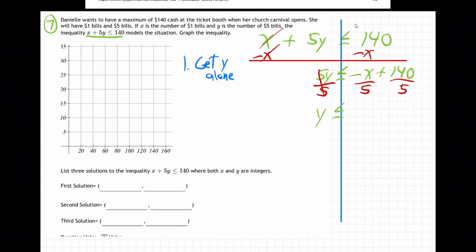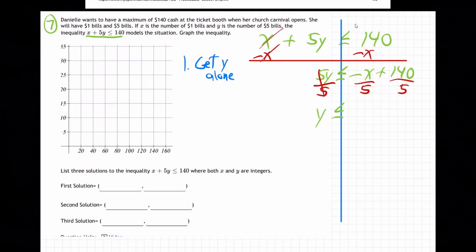And now, do I need to flip the symbol? No, only when you divide by a negative. I divided by a positive regular 5. No need to flip the symbol. Only if you divide by a negative do you need to flip the symbol.